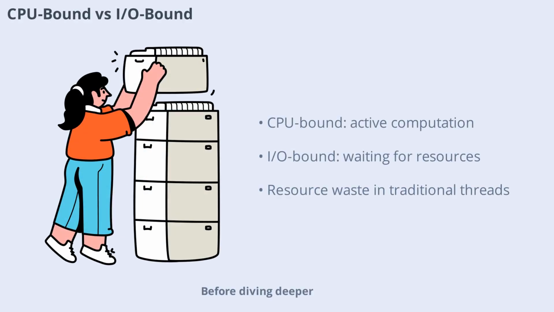Before diving deeper, it's crucial to distinguish between CPU-bound and I/O-bound operations. CPU-bound tasks are those where the CPU is the bottleneck, actively performing computations. Examples include mathematical calculations, data processing, and encryption. On the other hand, I/O-bound tasks spend most of their time waiting for external resources, such as database queries or network requests. Understanding this difference helps us see why traditional threads often waste resources, especially during I/O waits.